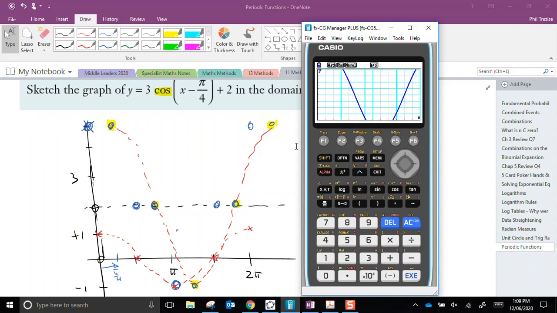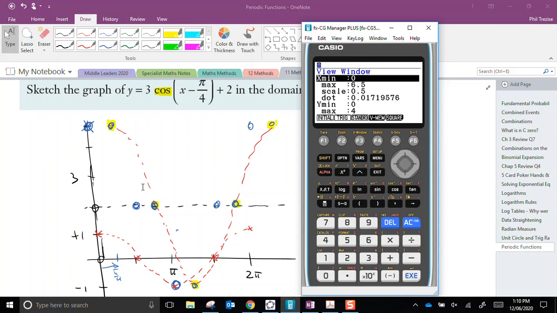Now my view window's a bit off. Let me check the view window. I've gone from 0 to 2 pi, so to about 6.5. 2 pi is 6.28. I think I'm going to need to go as far down as -1 and as high as 4. So let's drop to -1 and 4, and I've got 0.5 as the increment.